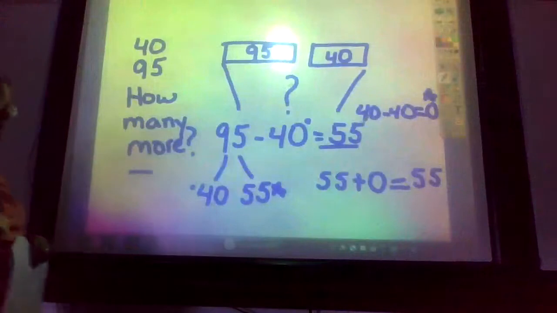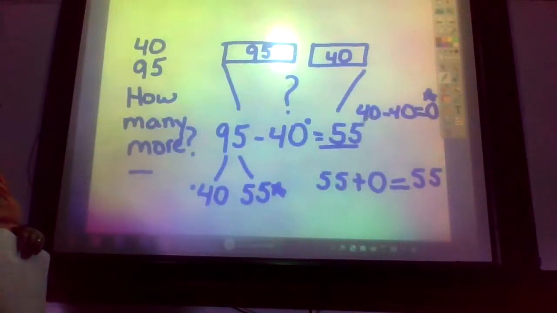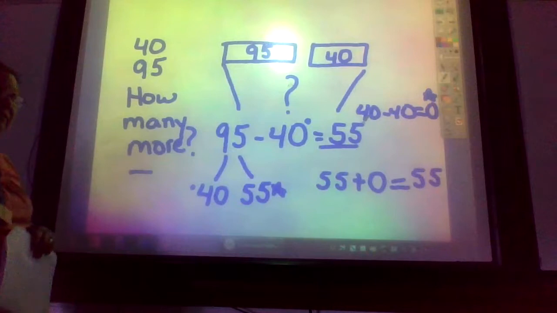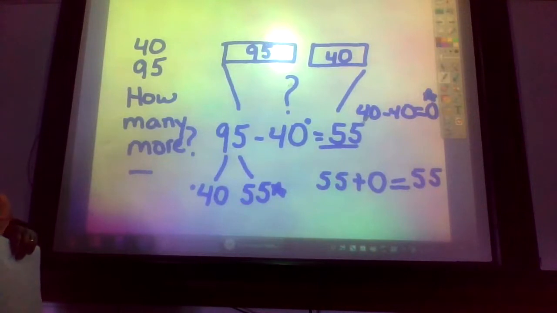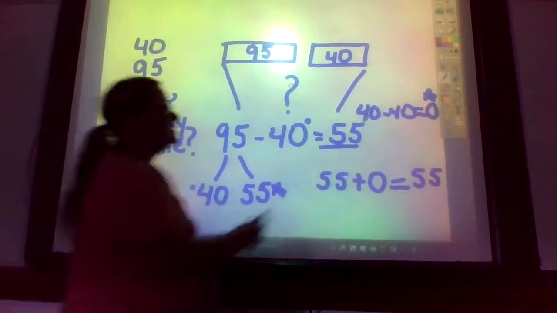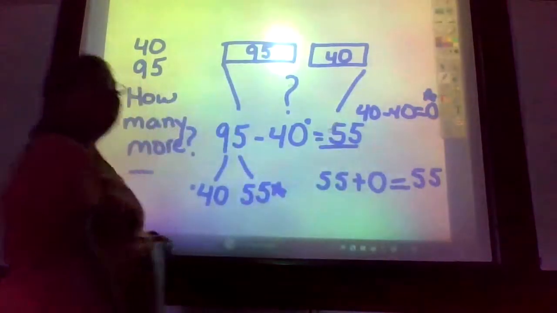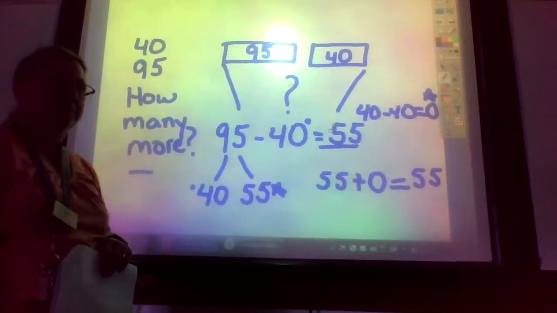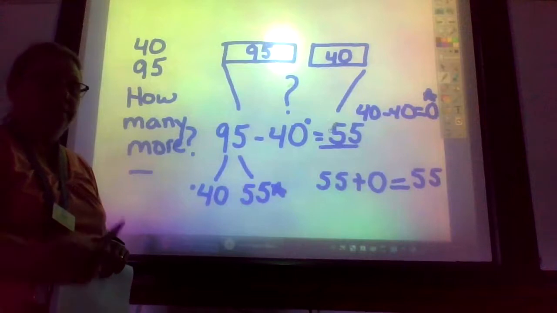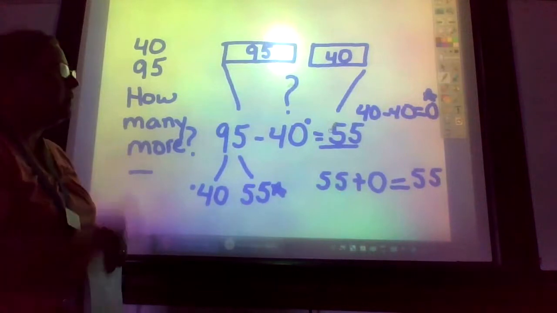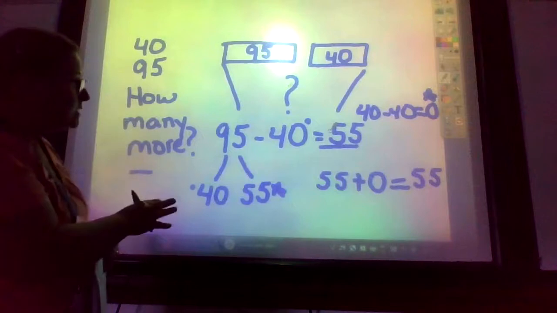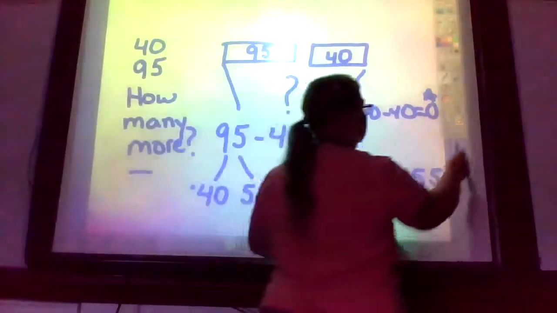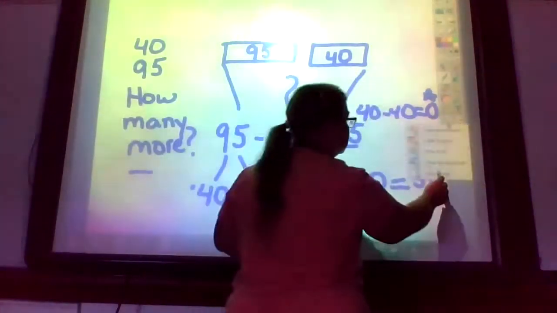The car went 55 more centimeters on the hardwood floor than on the rug. Okay? So my answer is this, 55. The car went 55 centimeters more on the hardwood floor than on the rug. Okay? Now I'm going to show you something new. This is what we have. This is our answer. But I'm going to show you where to write that sentence.